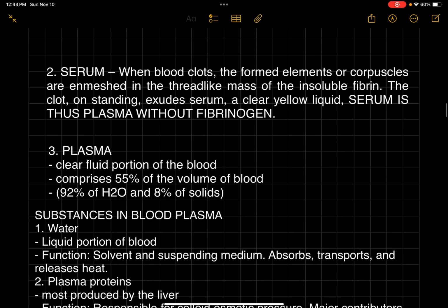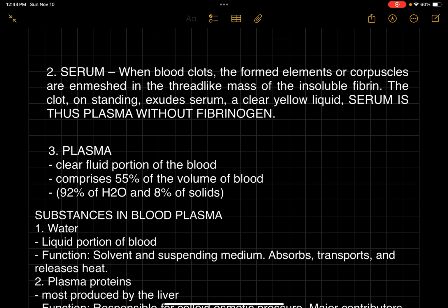We have serum. When blood clots, the formed elements or corpuscles are enmeshed in the thread-like mass of the insoluble fibrin. The clot, or the standing blood, exudes serum.